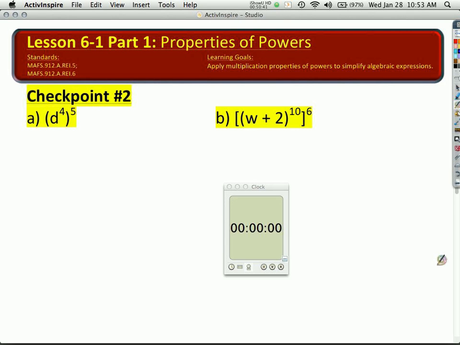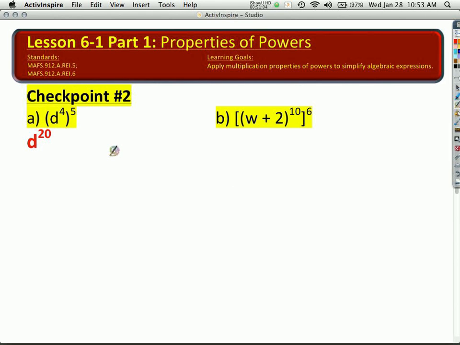All right, let's see how we did with power of a power. Student 20, student number 9, and student number 22. What'd you get for part A? Student number 20. Okay, I got D to the 20. Okay, student number 9, what'd you get? Student number 22, what'd you get? D to the 20th power.